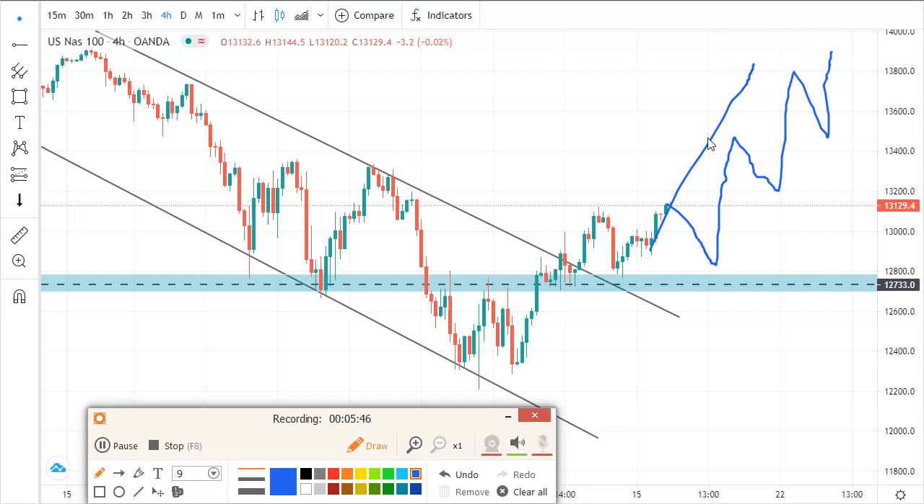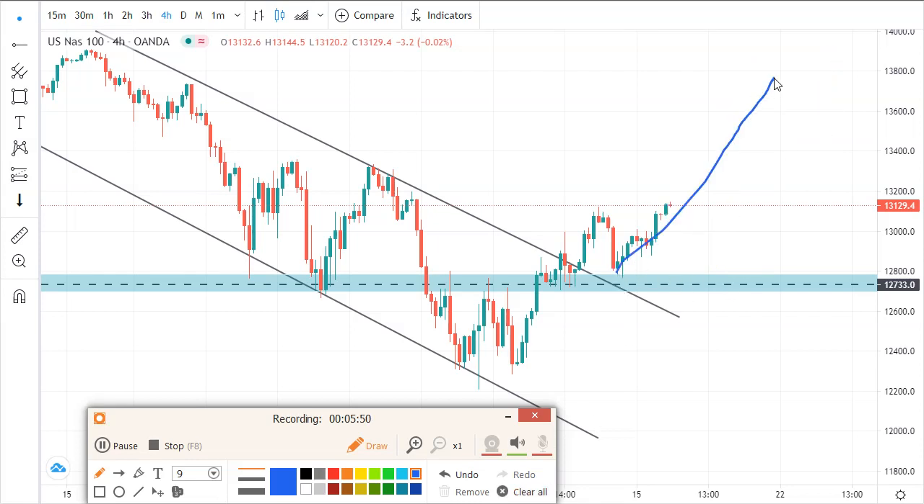The market won't just go straight. We know that NASDAQ really moves, but don't expect the market to just shoot up. That won't happen.